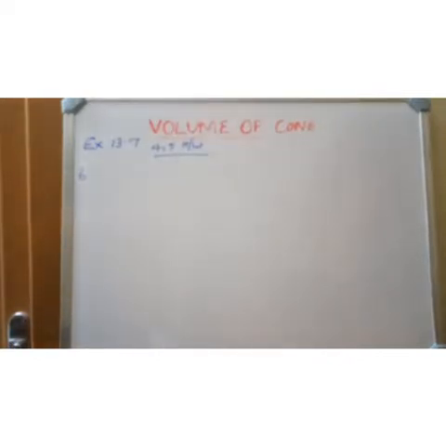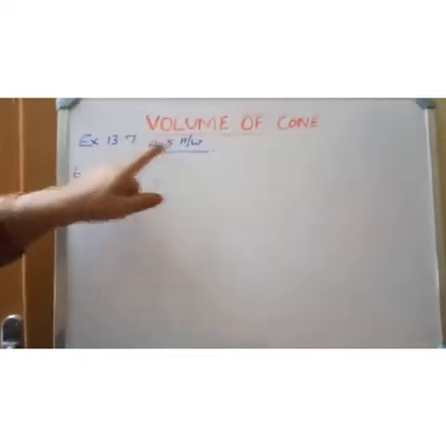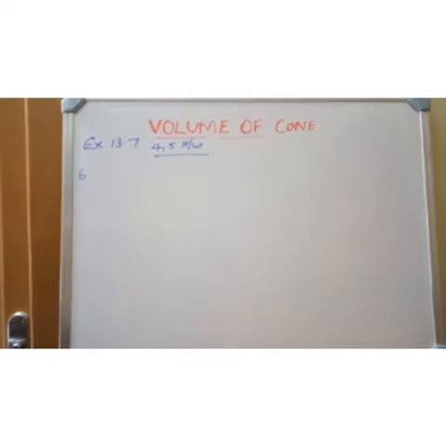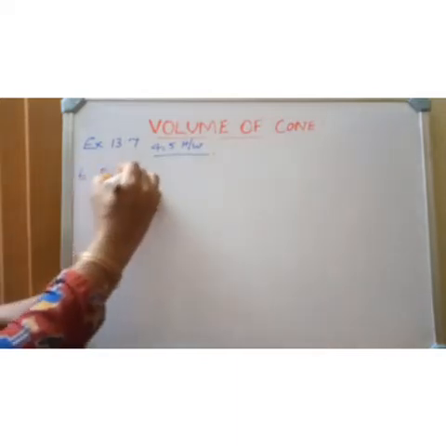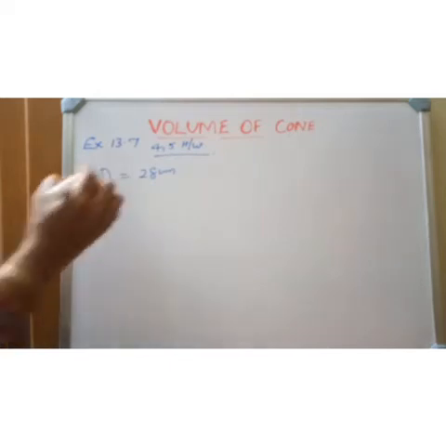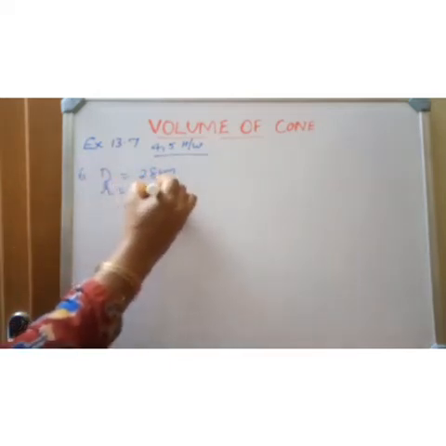Question number 4 and 5 homework. Question number 6, you will see that the volume of a right circular cone is 9856 centimeter cube. If the diameter of the base is 28 centimeter, find the height of the cone, second one the slant height of the cone, and the third one the CSA, curved surface area of the cone. So, for finding these three, they are given that the diameter of the base, diameter is 2 times the radius, isn't it? So, diameter is 28 centimeters. So, what will be the radius? Radius equal to 14 centimeter.